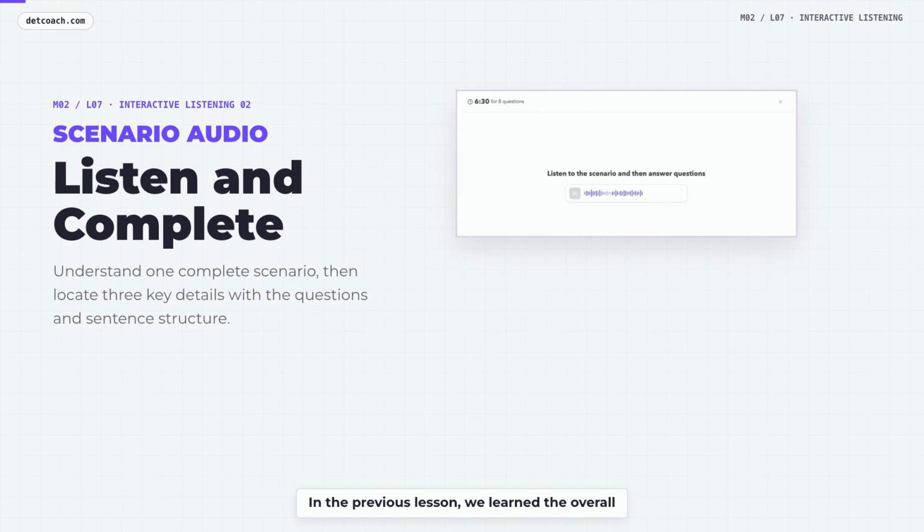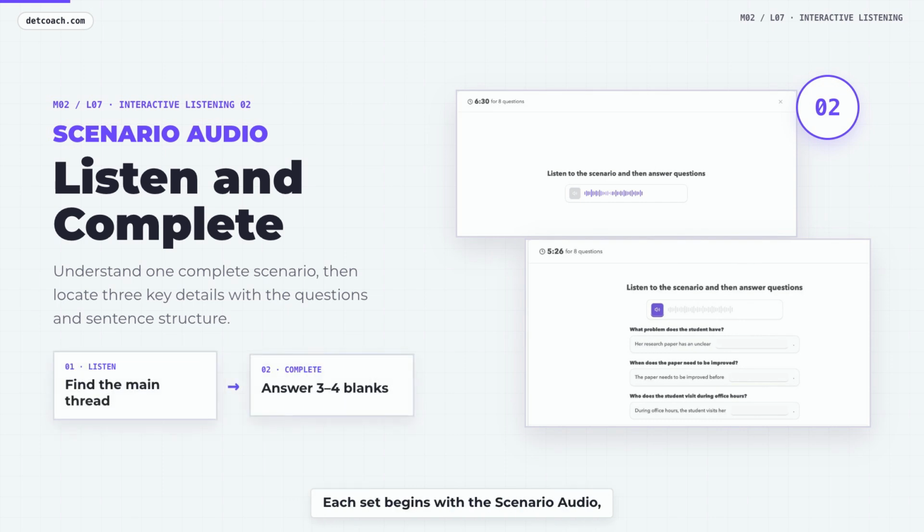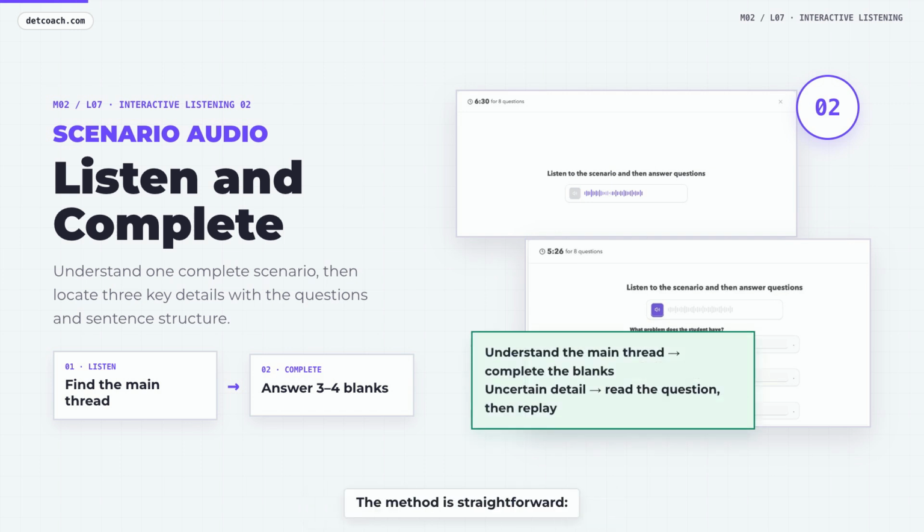In the previous lesson, we learned the overall interactive listening workflow. In this lesson, we'll focus on scenario audio and listen and complete. Each set begins with the scenario audio, followed by 3 to 4 completion questions. The method is straightforward. Understand the main thread of the scenario, then fill in the missing information. If anything is unclear, use the question to identify the key detail you need, and listen a second time.